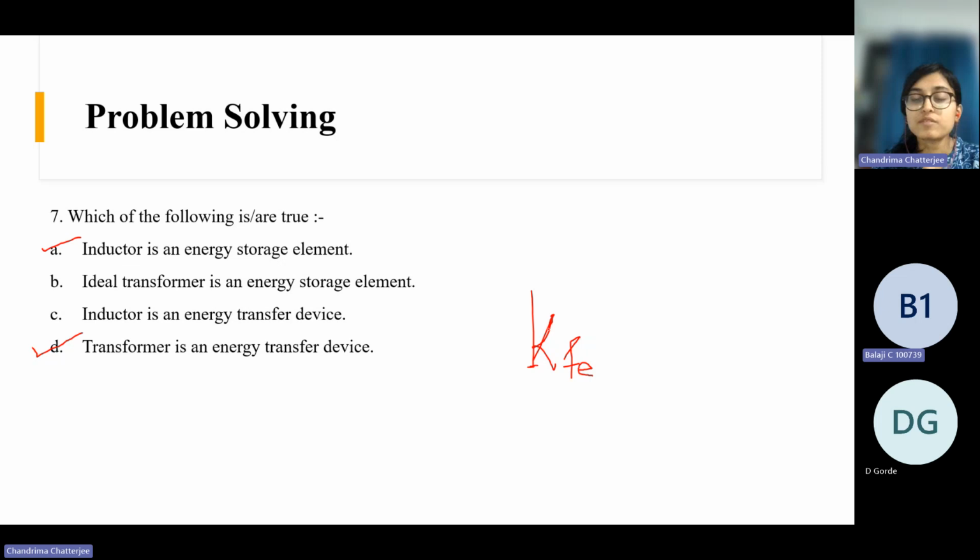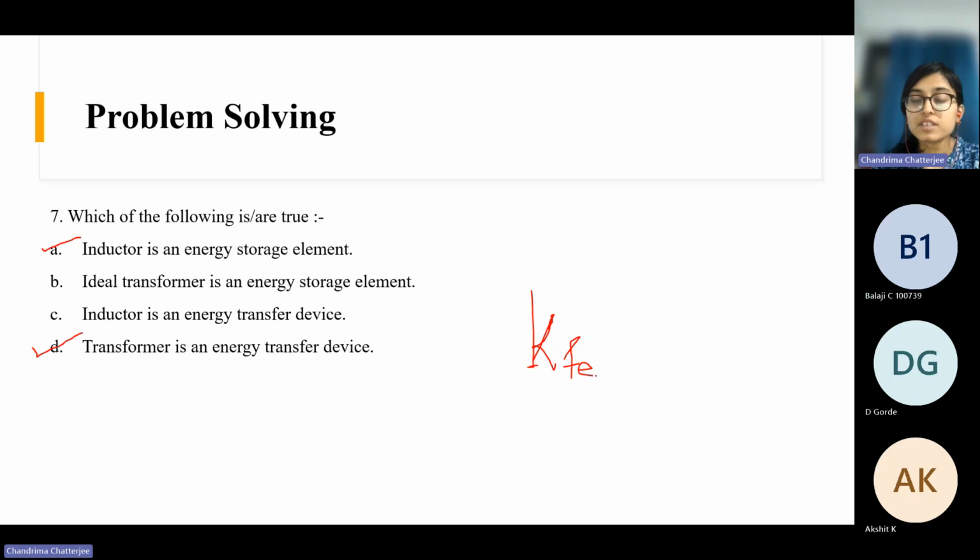I will have to check. Have they given any value of KFE? No, ma'am, they have not given any value. We need to find out the KFE value. It is coming in the power loss density formula. Power loss density is equal to KFE into B max power beta.